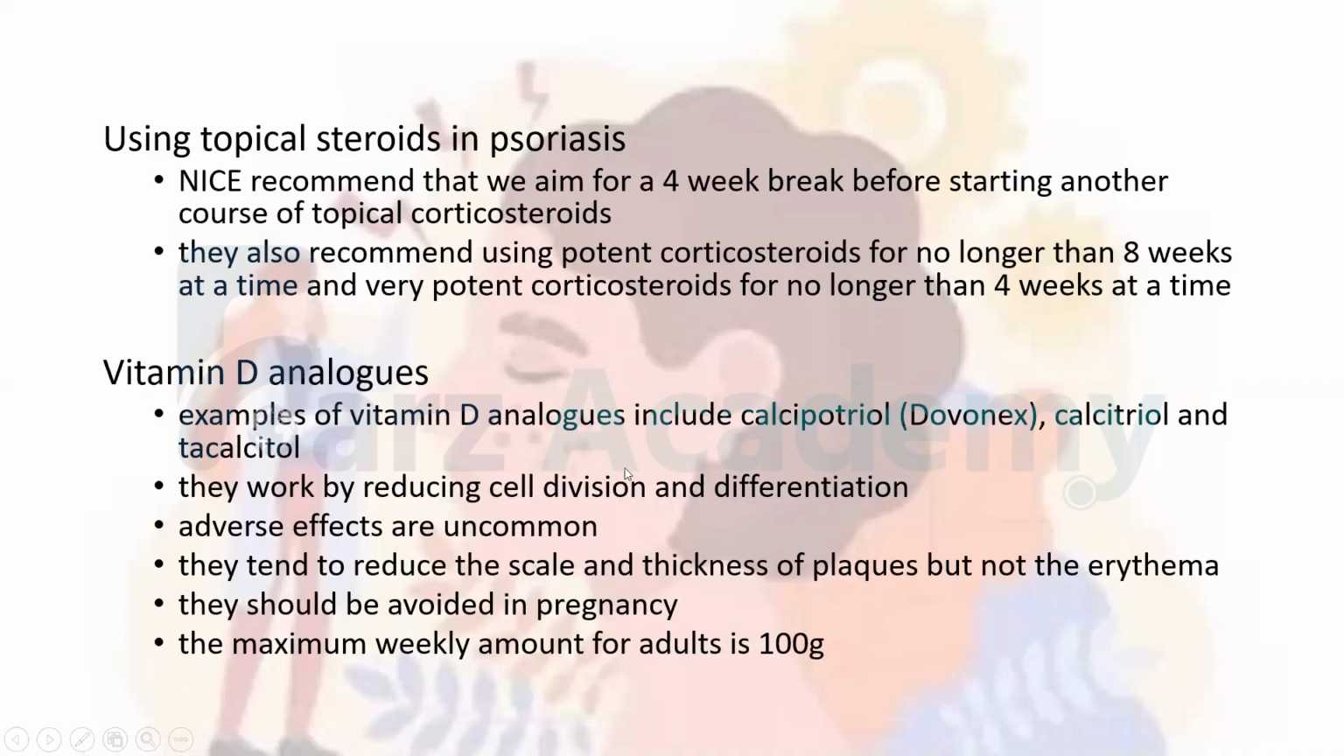And moving on to vitamin D analogs, examples of vitamin D analogs are calcipotriol, calcitriol, and tacalcitol. Okay. These work by reducing cell division and differentiation. Usually, adverse effects are very rare. These vitamin D analogs also reduce scale production and the thickness of the plaque, but the erythema might persist. Also, they're contraindicated in pregnancy. Maximum dose that can be used is 100 mg weekly for an adult patient.